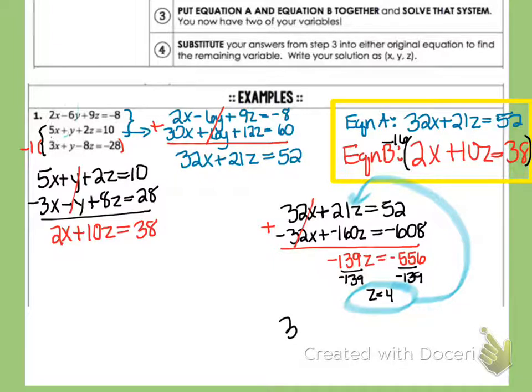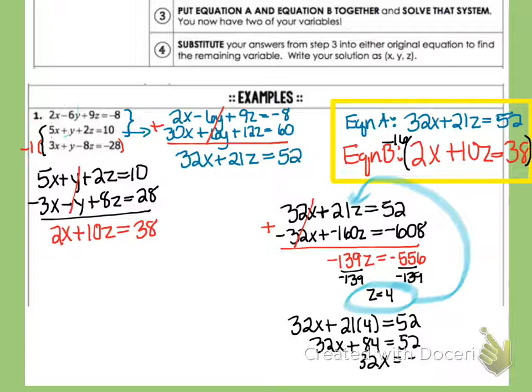So if I substitute in that 4 for the z into that top equation, which was originally called equation A, that's 32x plus 84 equals 52. We can subtract 84 from both sides, and that makes 32x is equal to -32. And now we can see that x is -1. So 2 down, 1 to go.